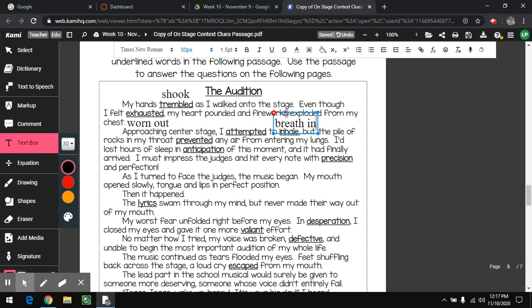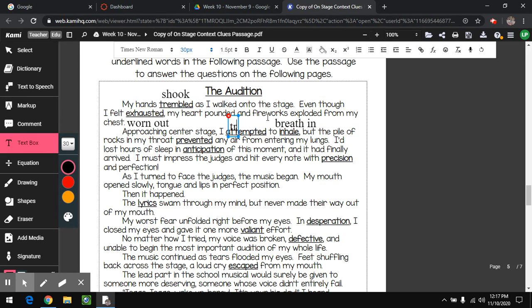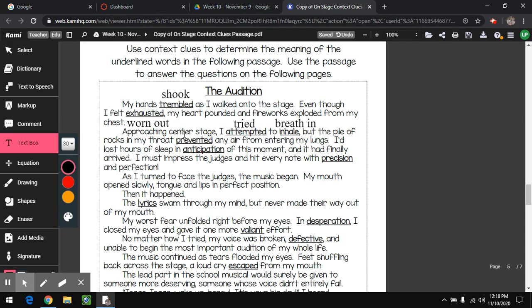What happens if you attempted to breathe in? What were you doing? You attempted to breathe in. What was that, Peyton? You tried to breathe in. But the pile of rocks in my throat prevented any air from entering my lungs. What's that one, Taylor? Stopped. So prevented means stopped.